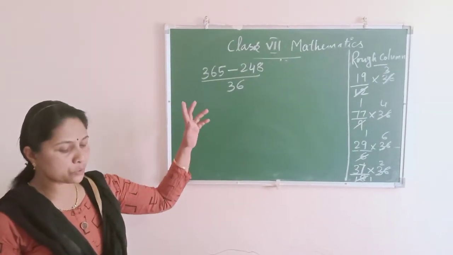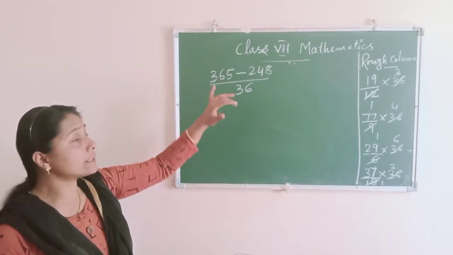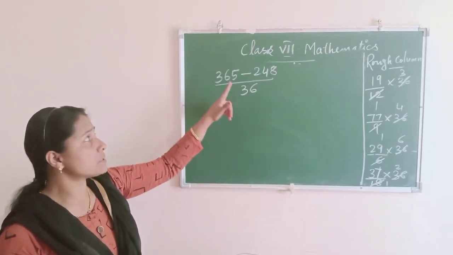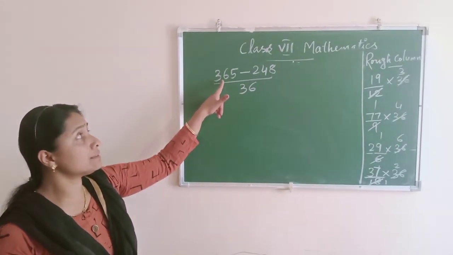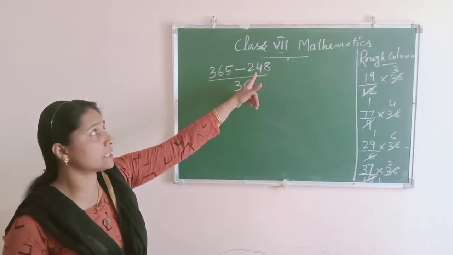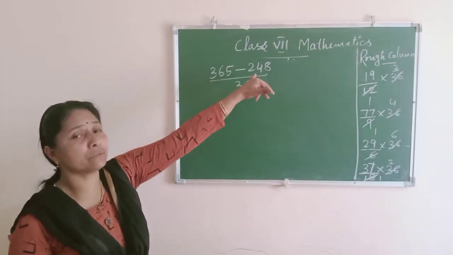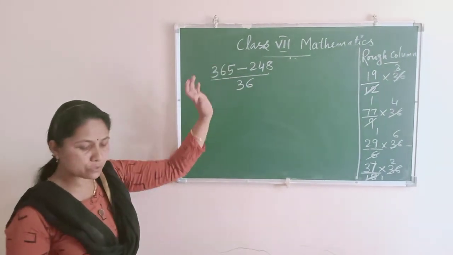So you got the first two numbers positive and the next two numbers negative. So you have to add the positive numbers together. After adding the positive numbers, we are getting 365. The negative numbers also are added together. After adding the negative numbers, you are getting 248. Now you have to do the subtraction of these two numbers, 365 minus 248.